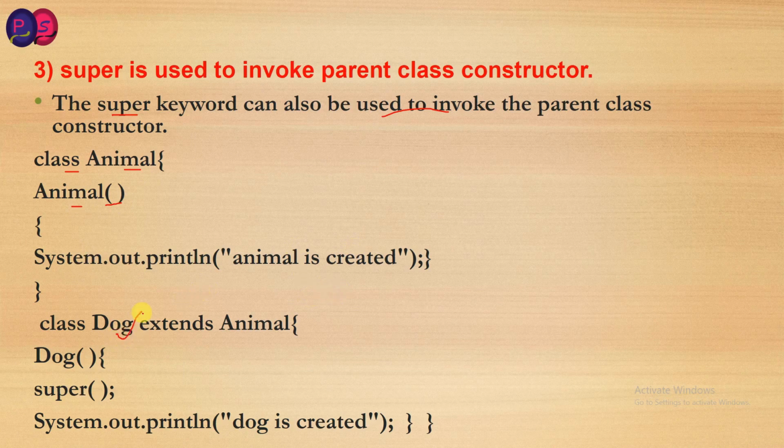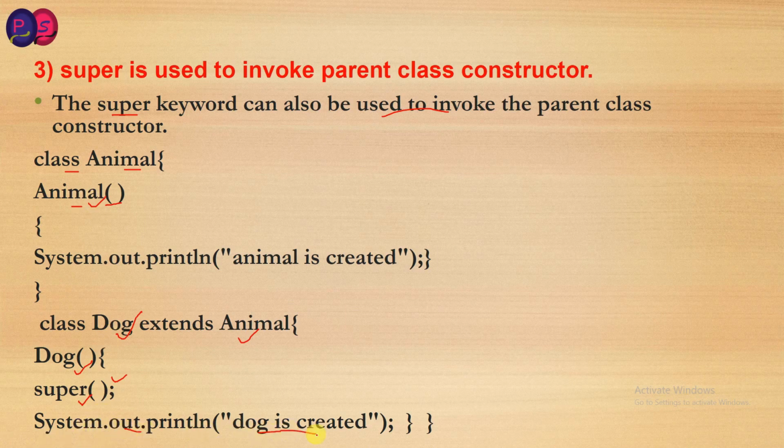Then we are creating a subclass Dog, which extends Animal. Then we are creating the constructor of this class Dog. In that, we are calling super, which is used to call the superclass constructor. It means the Animal constructor will be called, and the rule is it should be the first statement in the constructor of the subclass. Then we print Dog is created.